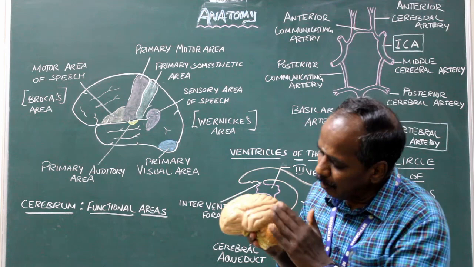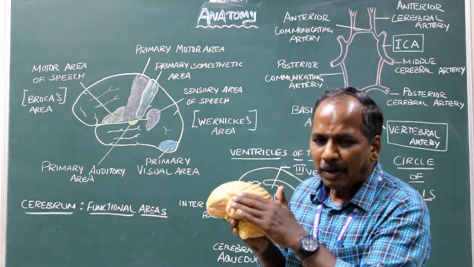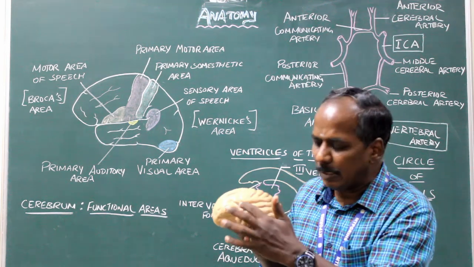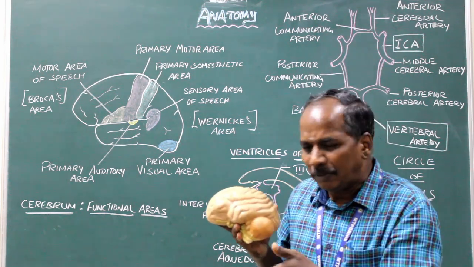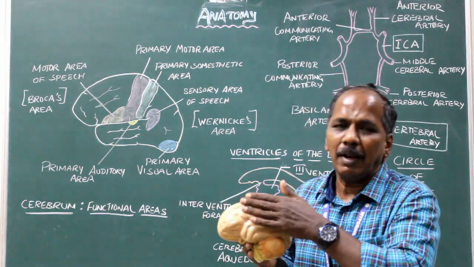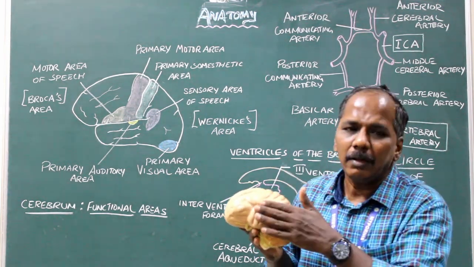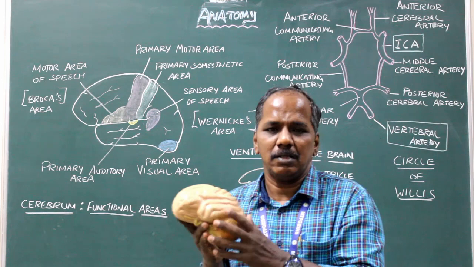Occipital lobe. It is the part of the cerebrum present behind the parieto-occipital sulcus. Temporal lobe. It is the part of the cerebrum present below the lateral sulcus. So the lateral sulcus separates the temporal lobe from the frontal and parietal lobes. The frontal and parietal lobes are above the lateral sulcus. The temporal lobe is below the lateral sulcus.